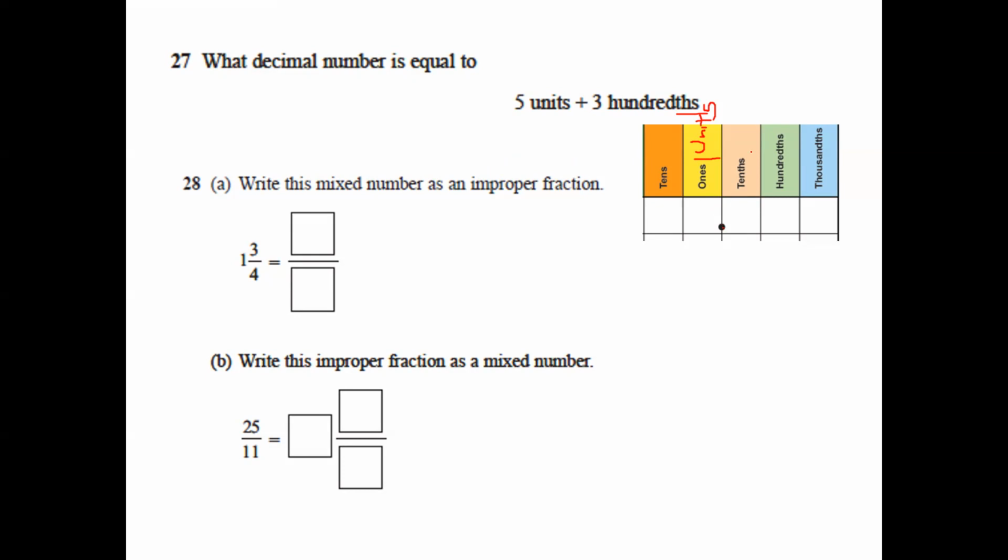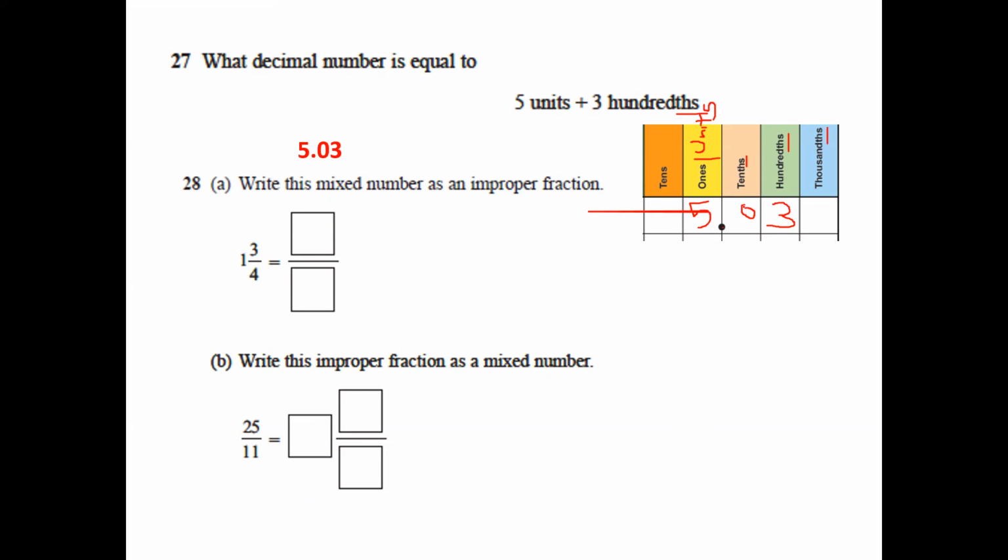And the first place after the decimal point is tenths. The second is hundredths. The third shows thousandths. Now we'll go back to the question. There are 5 units or 5 ones and 3 hundredths. So the answer is 5.03.